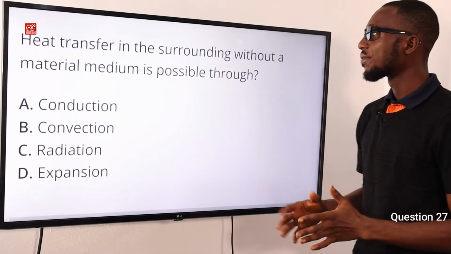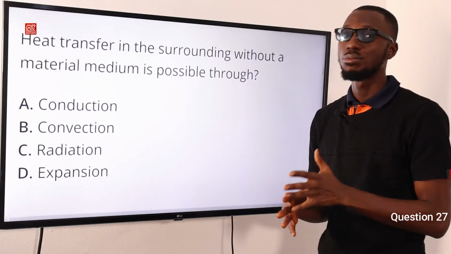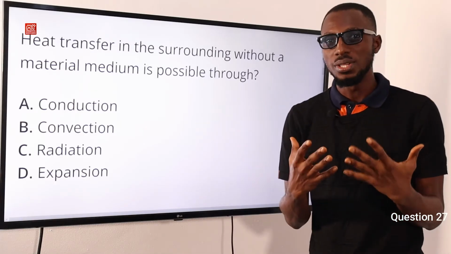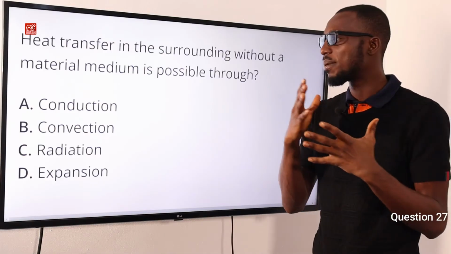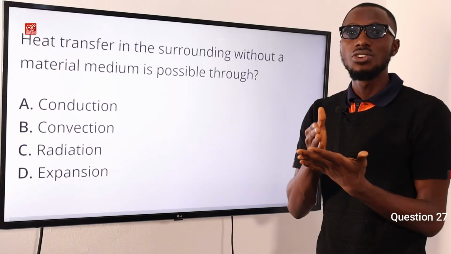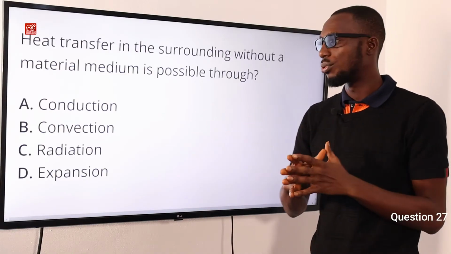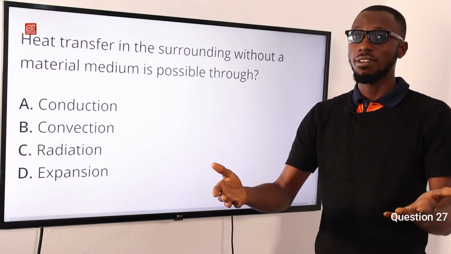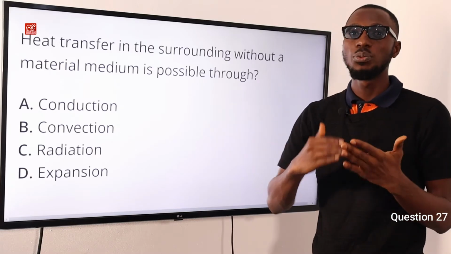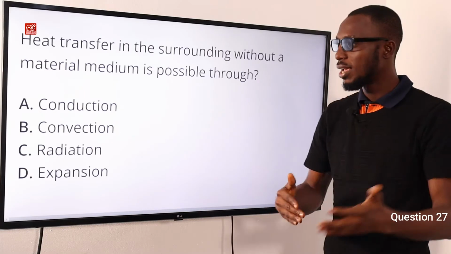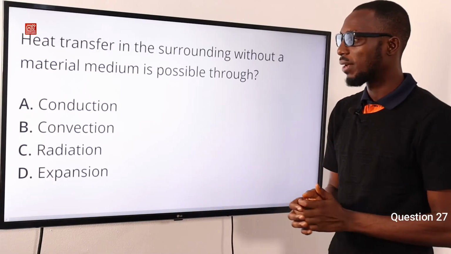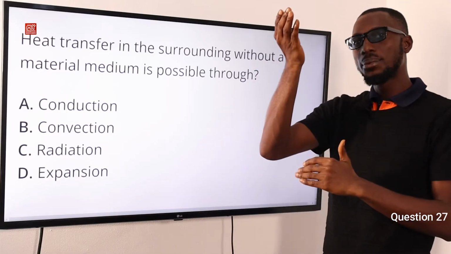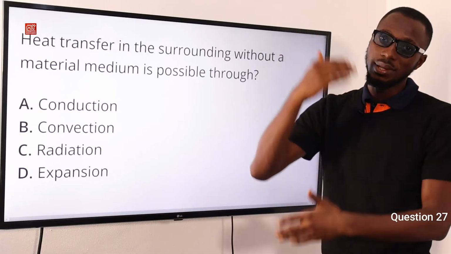27. Heat transfer in the surrounding without a material medium is possible through what? Conduction, there's heat transfer, but there must be contact. There is this particular point on position of the material medium. So there has to be contact for conduction to occur. When you talk about convection, it's about heat transfer, but the heat can only be transferred when the heated particles move from the hotter region to the cooler region. For instance, when you are boiling water, the heated ones go up, the cooler ones come down, then the process goes on.